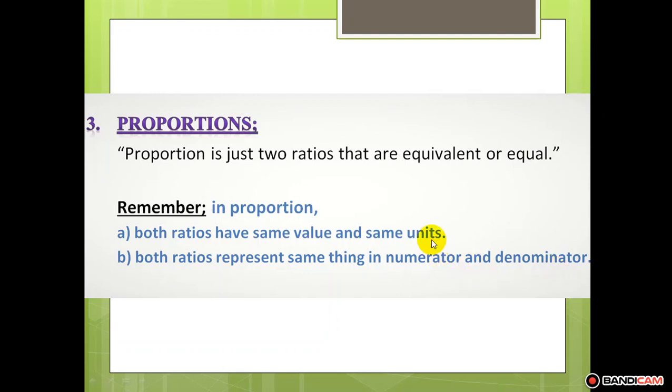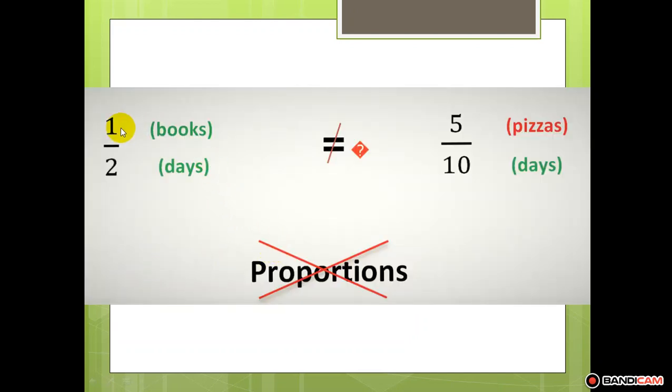But how? Let's take two examples, one for point A and a second for point B. Let's take an example. If we have 1 by 2, 1 book per 2 days, and if we change the books to pizzas in the second ratio, then these two fractions are no more in proportion, because these ratios do not represent the same thing.